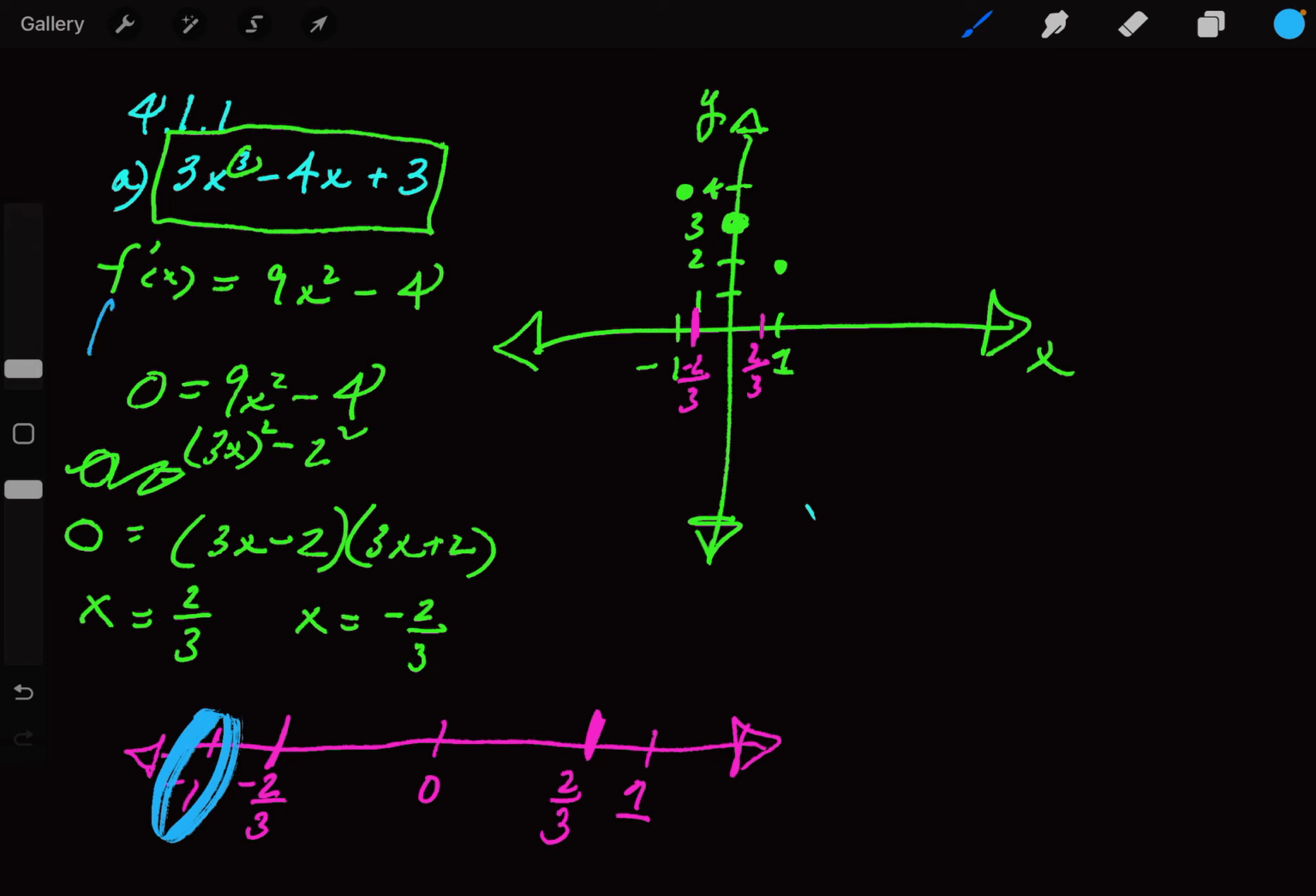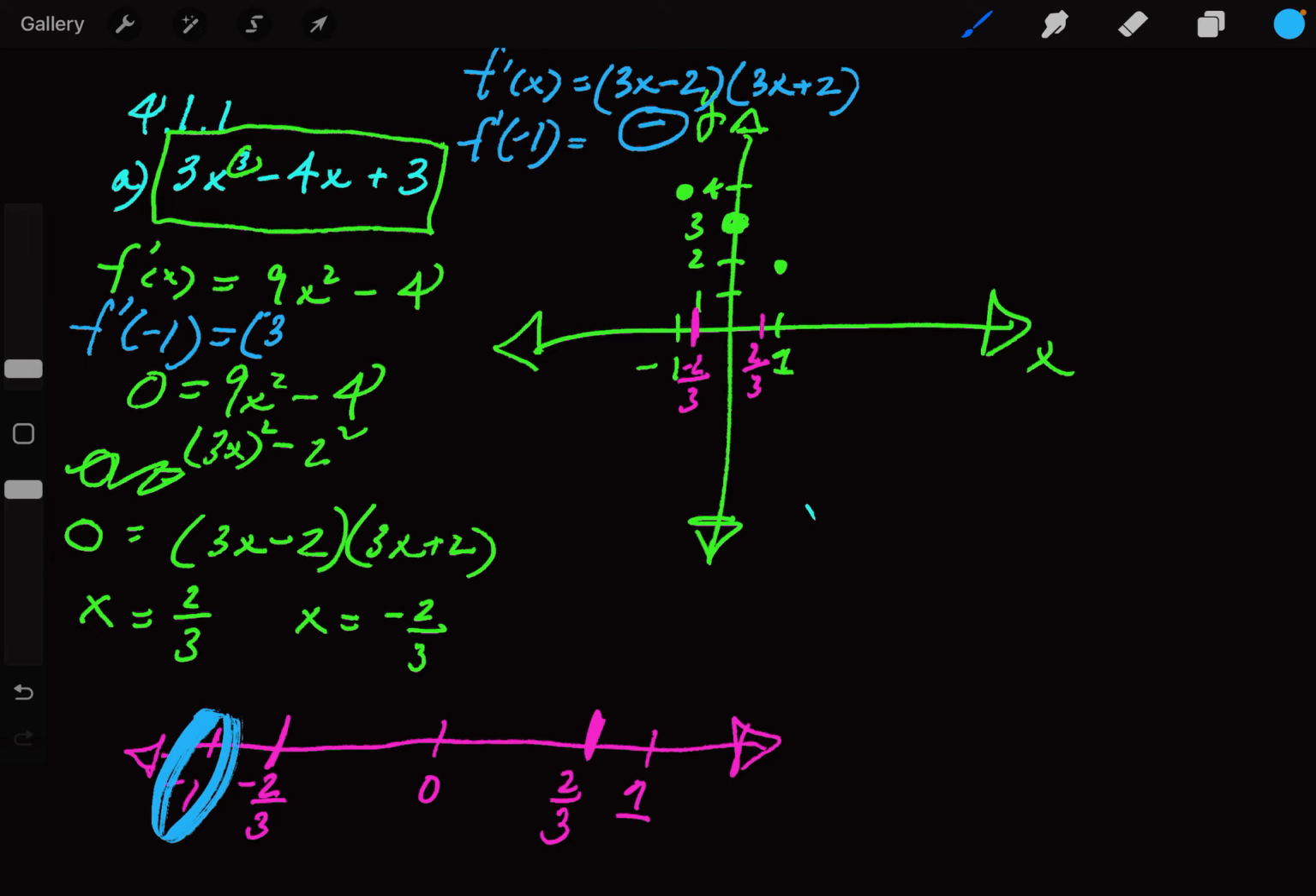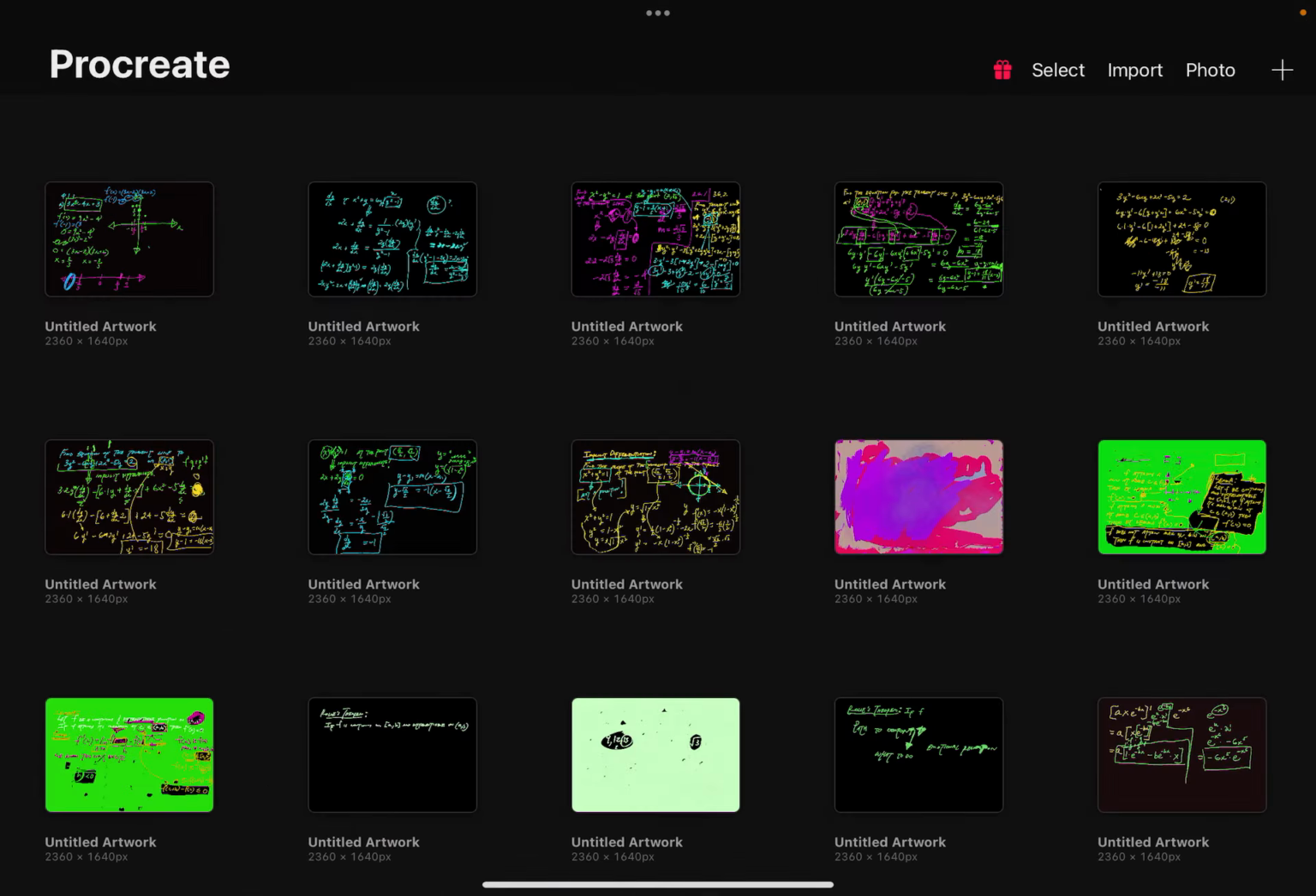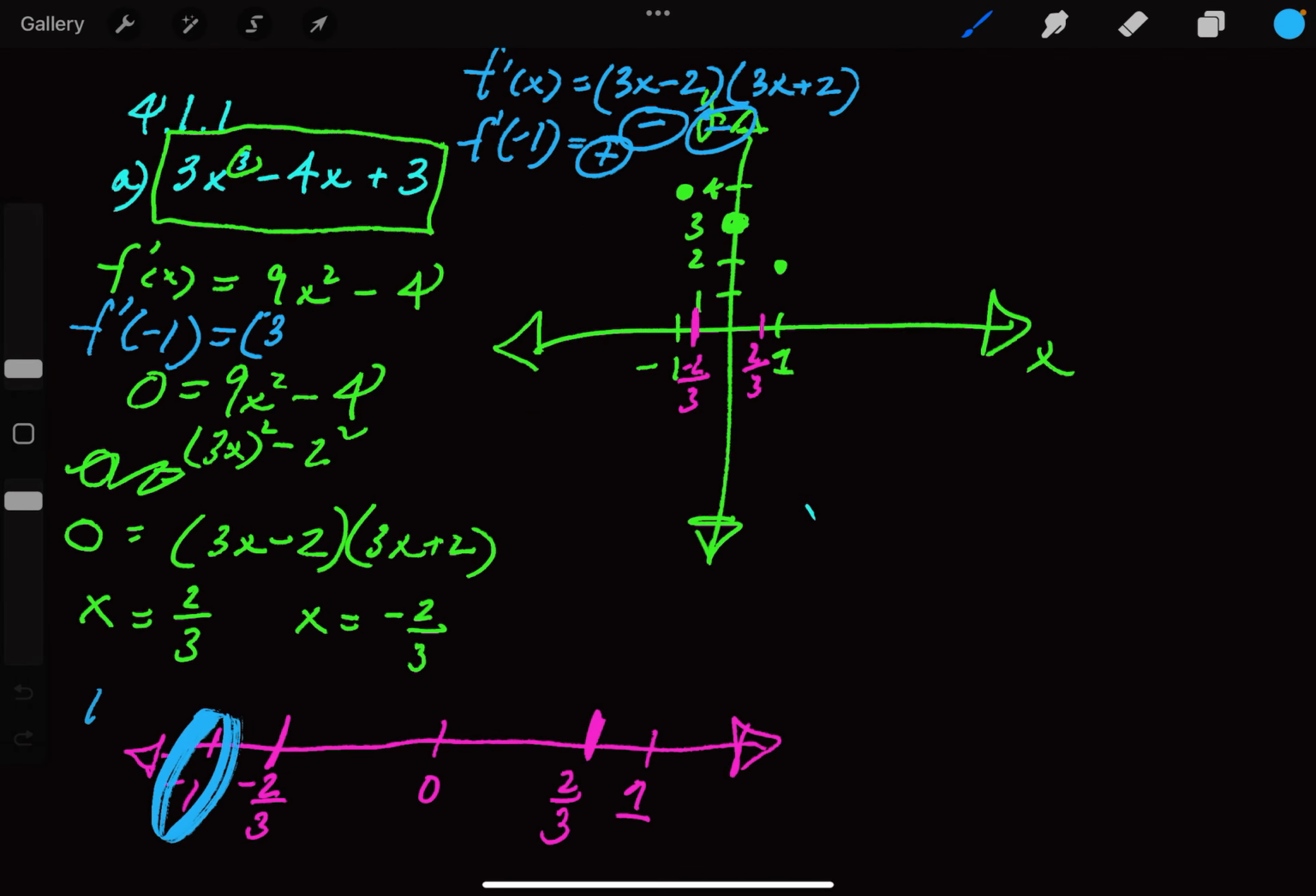My derivative is this, so f prime of -1, if I use this factored form, remember f prime of x when I factor it is 3x minus 2 times 3x plus 2. If I do f prime of -1, then this is going to be negative, times this is going to be -3, negative, so the whole thing is positive. So that means that my function is increasing all here. It must be the case that it's increasing all there.